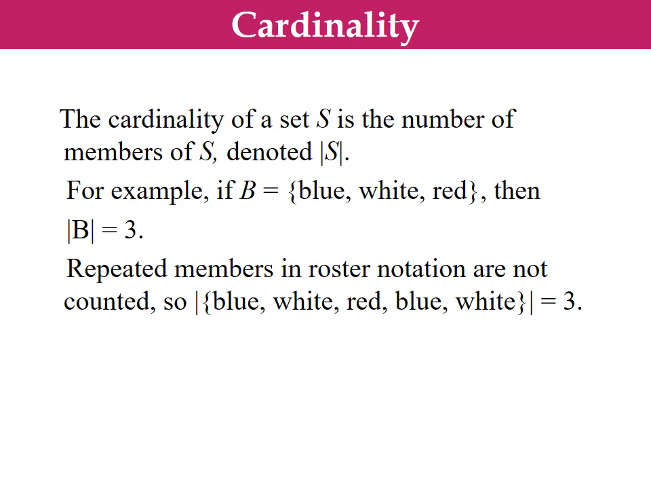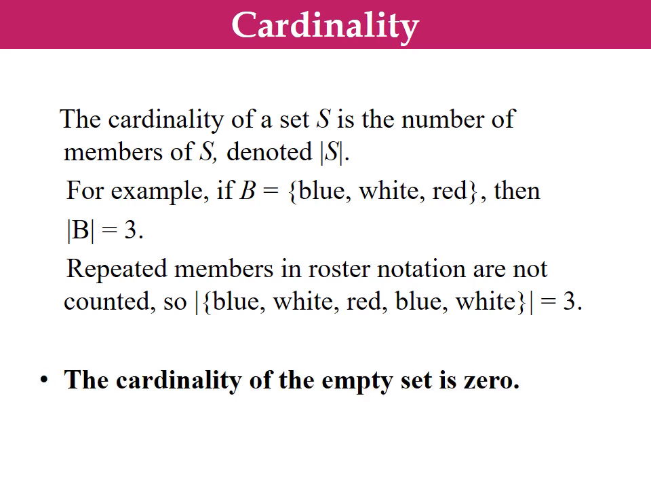Take another example. Suppose repeated terms are there, what are we supposed to do? Obviously, we can omit them. That is what we discussed in the roster method. Look at another example. This set consists of blue, white, red, again blue, again white. Here white and blue are repeated. Therefore, we can take them only once. So the cardinality of this set is also 3. The cardinality of the empty set is what? Obviously 0, because no element is present there, right?